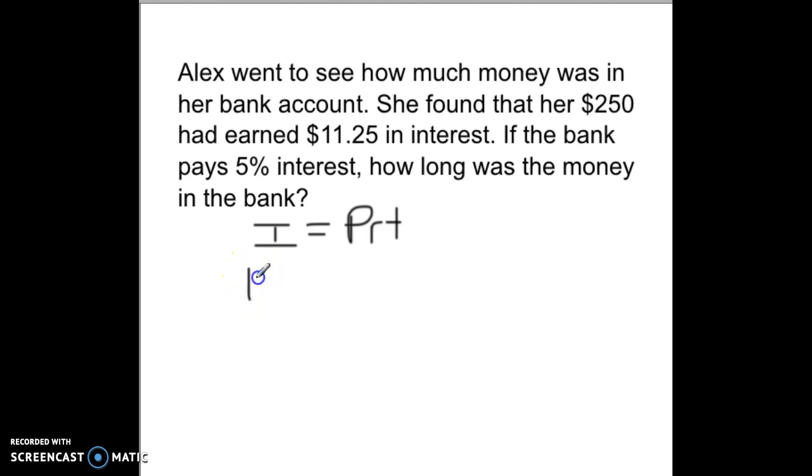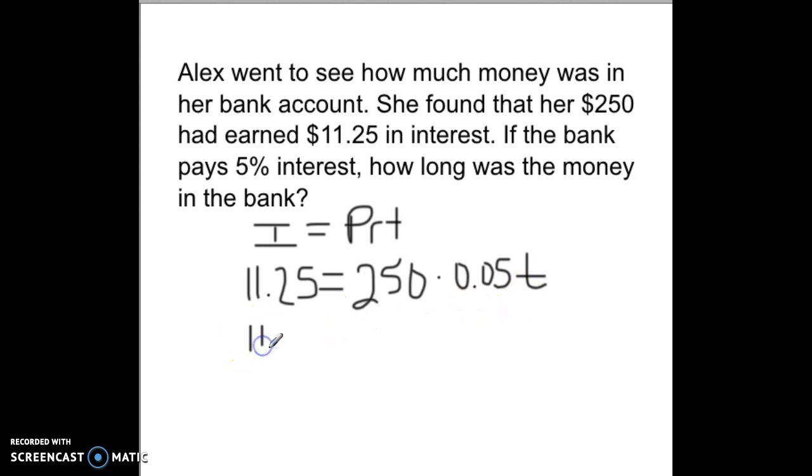Well, we know the interest, or the amount she earned, was $11.25. We also know, as we're looking at this, that there's $250 for the principal. The rate was 0.05. And we're looking for, how about time? We don't know that. So this looks a little complicated, but we're going to do it step by step. So as we do it, we're just going to simplify the equation a little bit at a time. So it's 11.25. And then the first thing I'm going to do is multiply the 250 times 0.05. When I do that, I get 12.5.